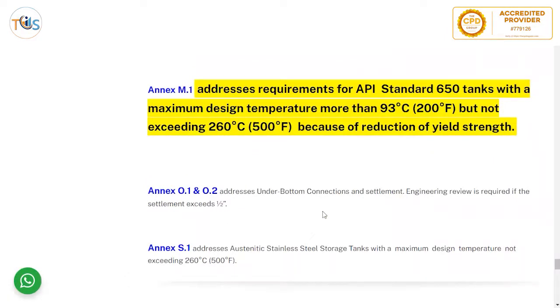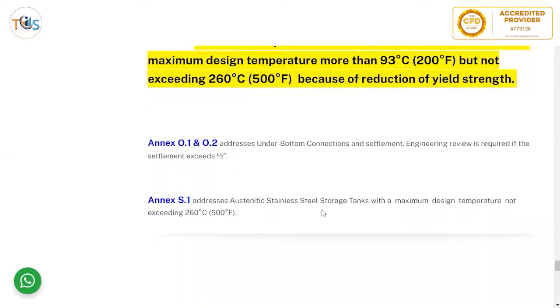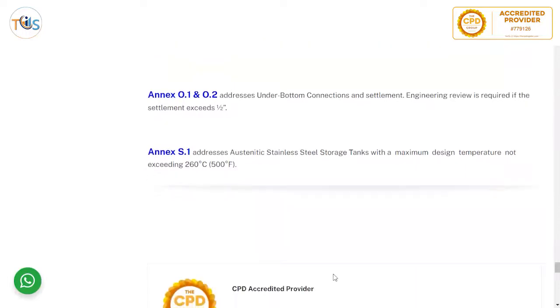but not exceeding 260 degrees centigrade, 500 degree Fahrenheit, because of reduction of yield strength. Annex O1, O2 addresses under bottom connections and settlement. Engineering review is required if the settlement exceeds ½ inch. And Annex S1 addresses austenitic stainless steel storage tank with a maximum design temperature not exceeding 260 degrees centigrade, 500 degree Fahrenheit. That's the end of this module.